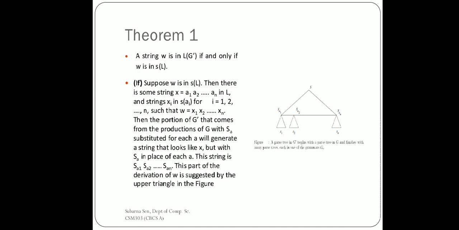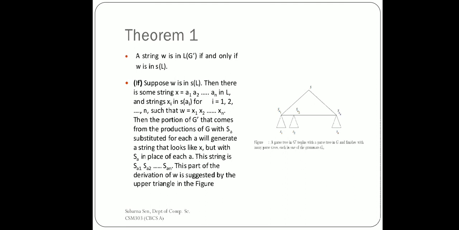Then what should be the approach? Then there is some string X, which consists of A1, A2 up to An, that is in L, and the string Xi is in S(Ai) for each i, such that W equals X1, X2, up to Xn, right? So if this mapping is possible, say we have a string X denoted with A1 up to An, it will be in L, and string Xi is in S(Ai), such that W will equal X1, X2, Xn, right? Since we are substituting it, it should map, it should get matched, right?